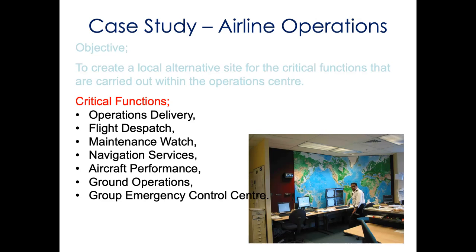If any one of those critical functions wasn't available, the aircraft would soon not be flying. But all of them could potentially have been lost at the same time. So what do we do about this? They had special servers, they had special connectivity. There was a whole range of people that had to be available to operate the airline. So this was what we call a business impact assessment.